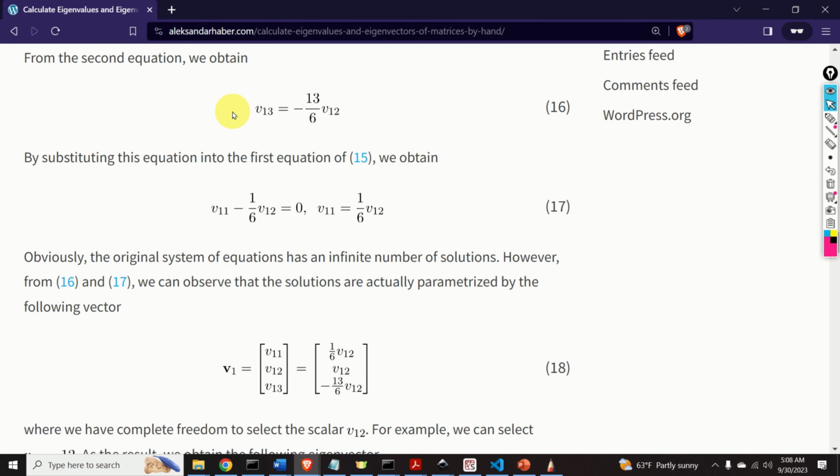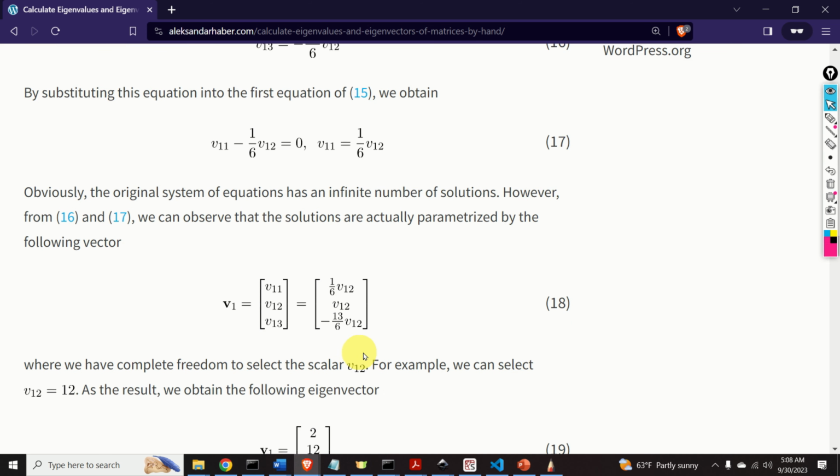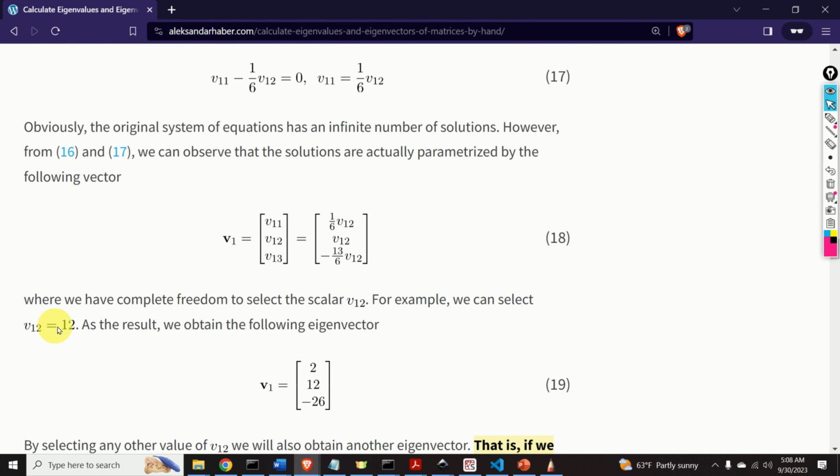Now let us substitute the expression for v13 and the expression for v11 in the general expression for the eigenvector v1. And as the result, we obtain this vector parameterized by the scalar v12. We have complete freedom to select the scalar v12. For example, we can select the scalar as 12. As the result, we obtain the following eigenvector.